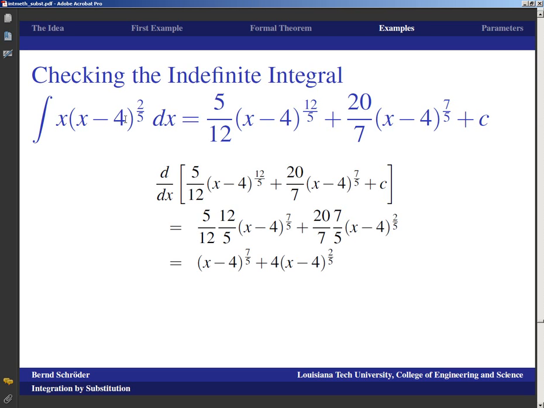That's pretty close. What happened here is that, well, now this is not obviously the same thing, but we have an (x minus 4) to the 2/5 in our original function, so we ought to factor that out.